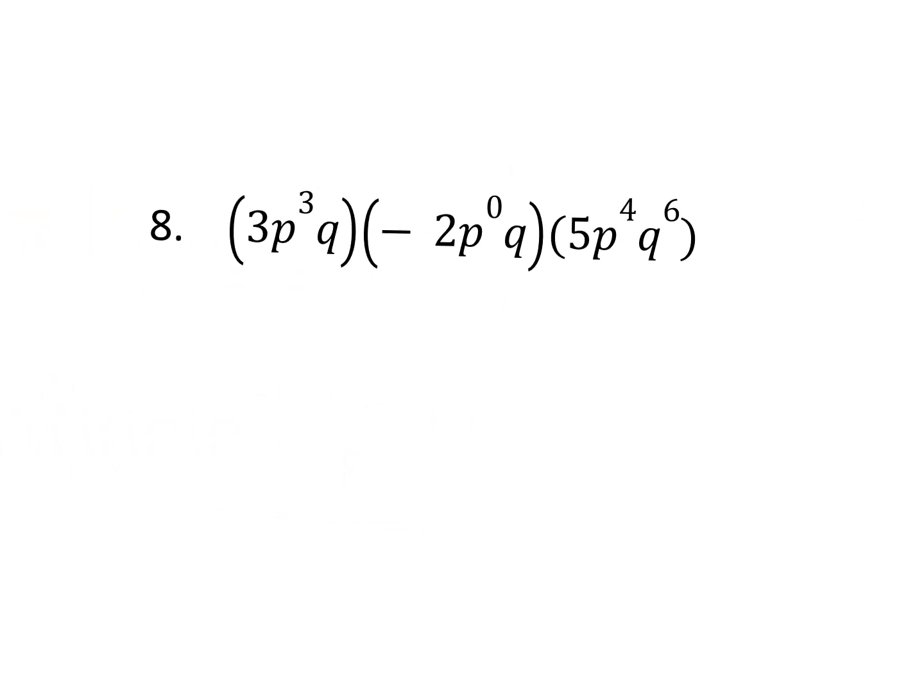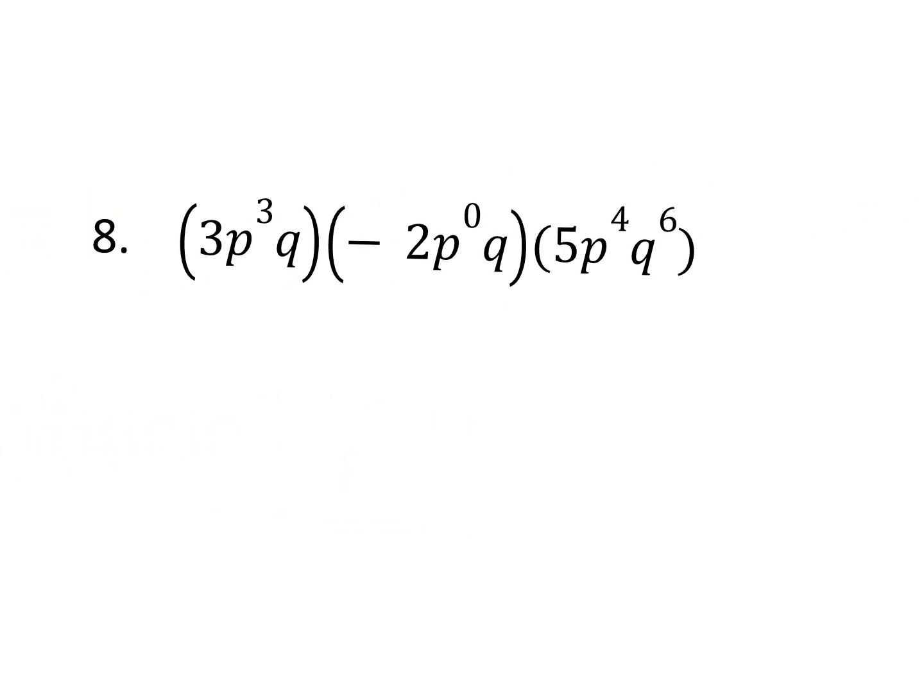All right, last one. First, I'm going to take my coefficients. So I have 3 times a -2. So if I take 3 times a -2, those are going to give me a -6. Then if I take that -6 and multiply it by that 5, that's going to give me a -30. So my coefficient is going to be -30. And then I'm going to put any powers on any letters and also eliminate anything I can eliminate. I'm going to eliminate that one.